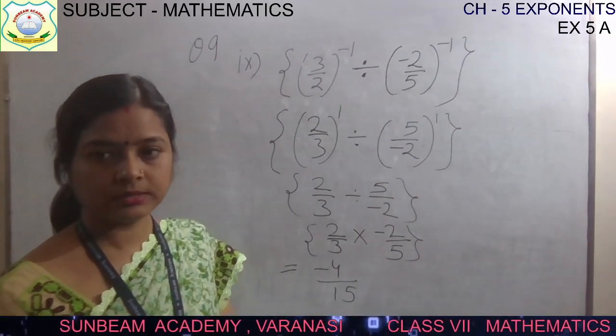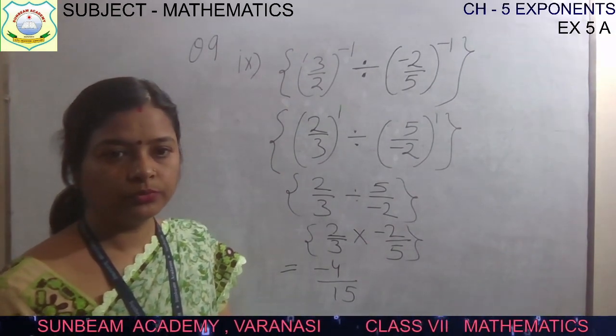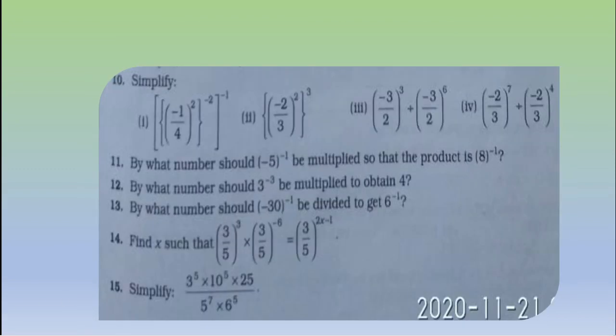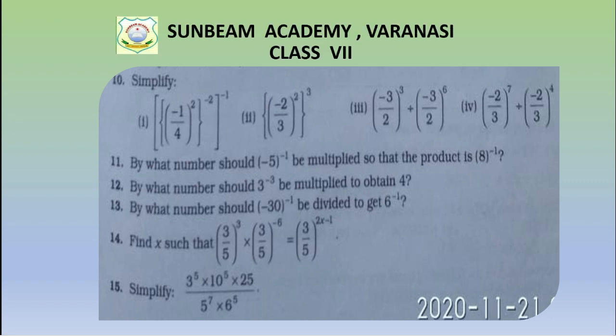Now let's see the next question. We have to go to the next question, children. Next question is question number 10. So now we will start writing question number 10, first part. Write down question number 10, first part. Children, I hope you all are writing question number 10, first part.